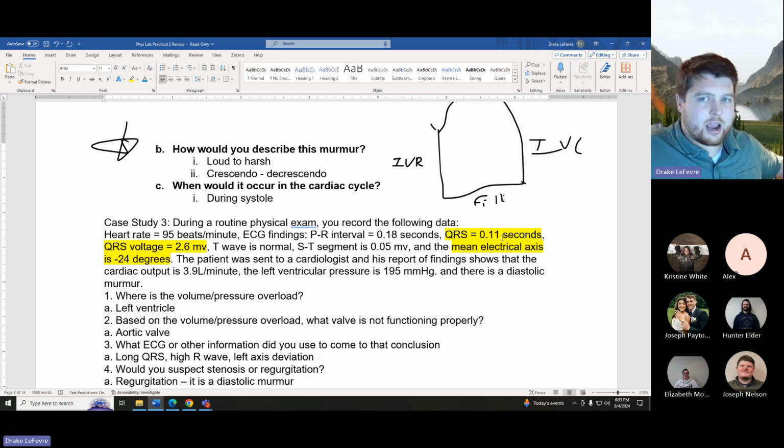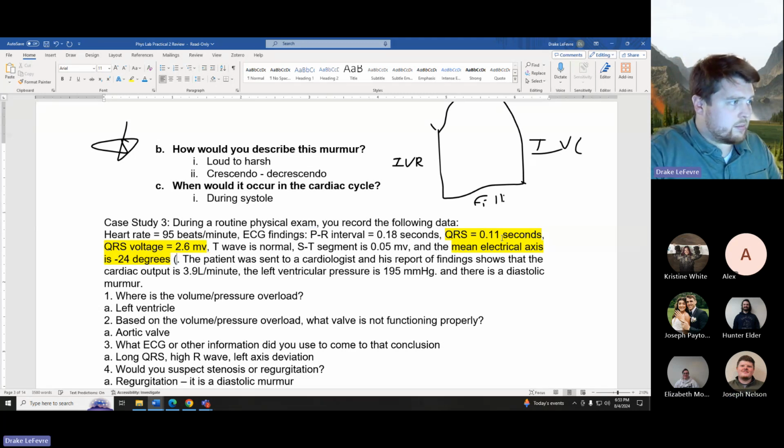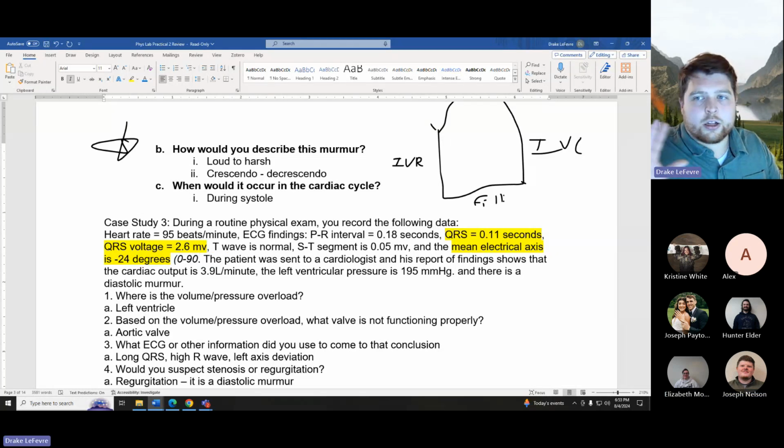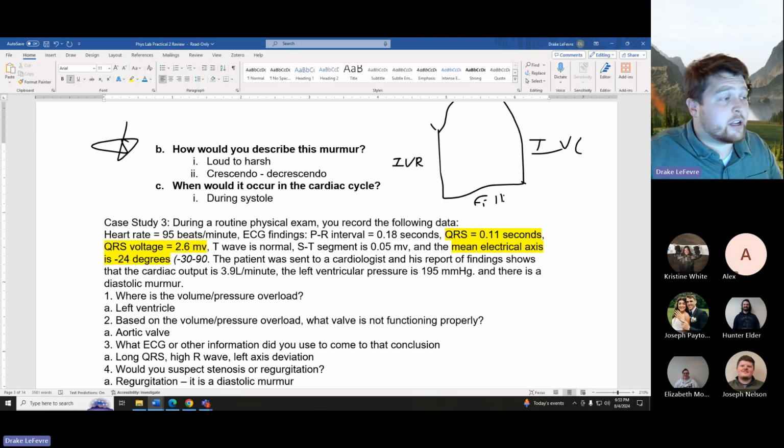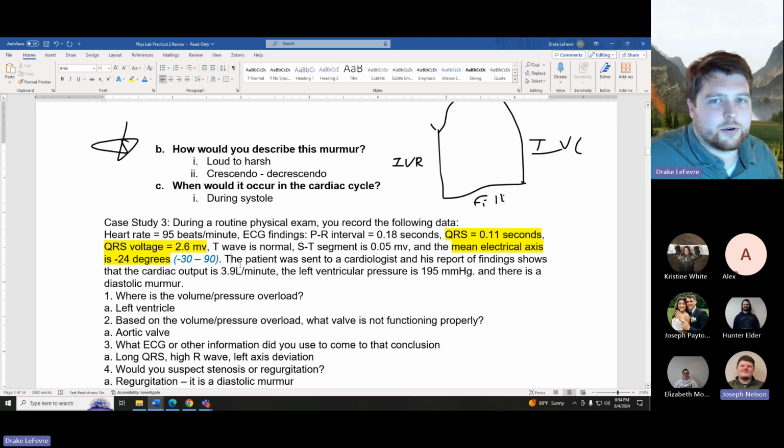Abnormal. Abnormal. What's our normal mean electrical axis? 0 to 90. Yeah, 0 to 90. I'll let you know, in the real world and for boards, technically, it's negative 30 to 90, but that's real world versus for school. Yeah, if their heart's tilted at all.